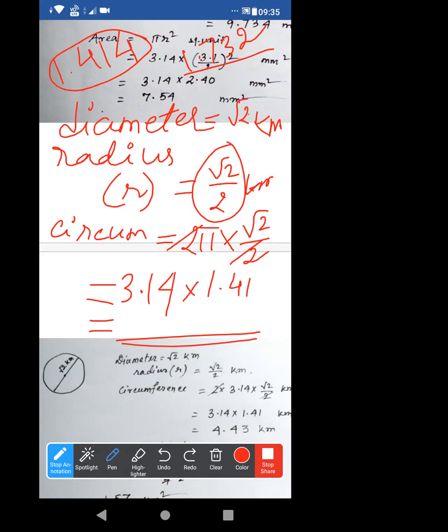You will do it yourself and you will check whether the answer is this or not. 4.443.